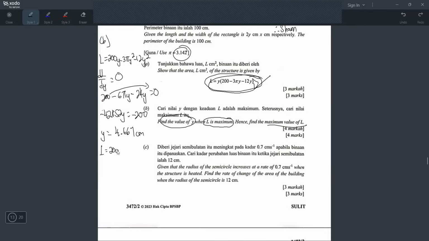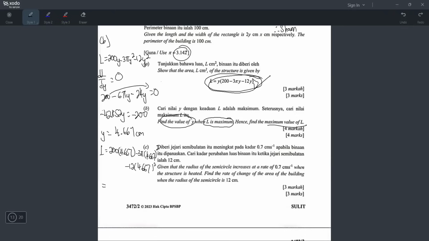L equals 200. And then y, I will put in 4.667, and then refer here minus 3 pi y square, and then the y I will substitute with 4.667 again, and then minus 12y square. Okay, y square, and then the y is 4.667, and then just press all this inside the calculator, and make sure the pi you press in brackets 3.142. Okay, let's press 200 bracket 4.667 close bracket minus 3 bracket 3.142 close bracket open bracket 4.667 close bracket, and then minus 12 open bracket 4.667 close bracket square. Okay, my calculator gives me 628.04.